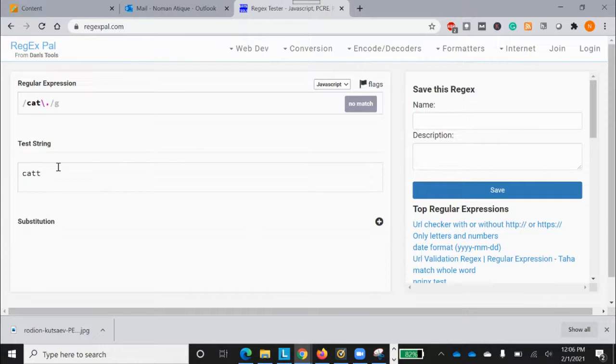Does it recognize cat teeth? No. And why not? Because now I'm saying literally there should be a dot. Backslash, I've escaped that dot. Otherwise, that dot would have its own meaning, that any character can follow. Okay, I got it.